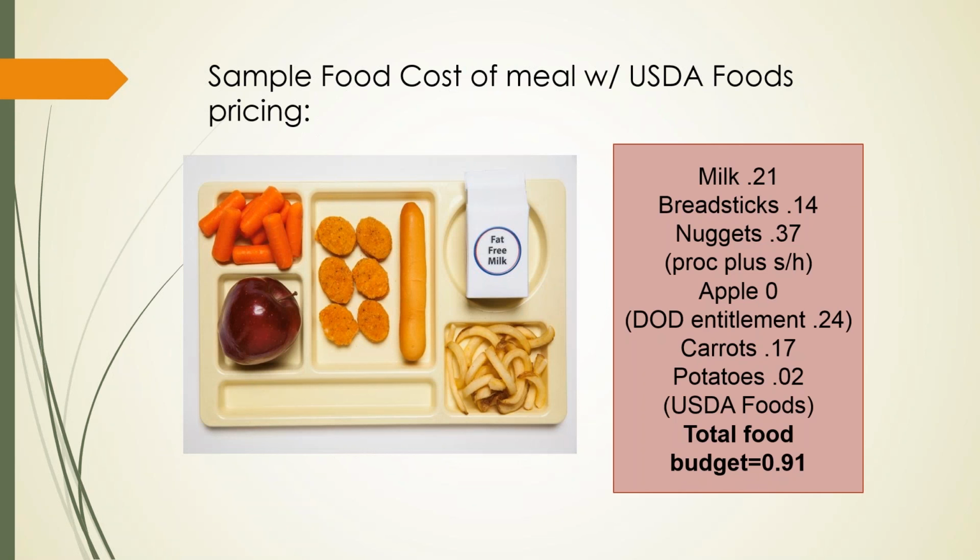So here's some sample food cost slides with the USDA Foods, and you can see the per plate cost. The bottom line, your total food budget is going to be around 91 cents. Again, I just want to draw your attention to the potatoes are coming in at about 2 cents a serving with USDA Foods. And the apple is going to be no charge to you, just drawing down on your entitlement. And again, a comparable apple from a food vendor might be around a quarter.